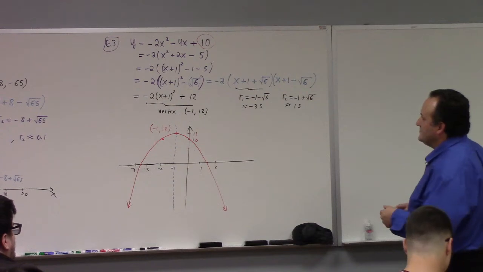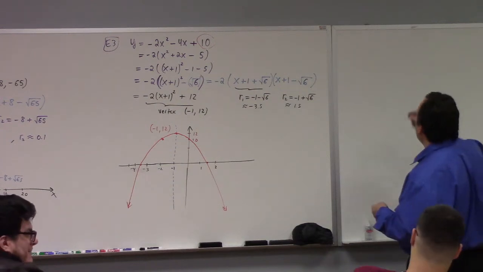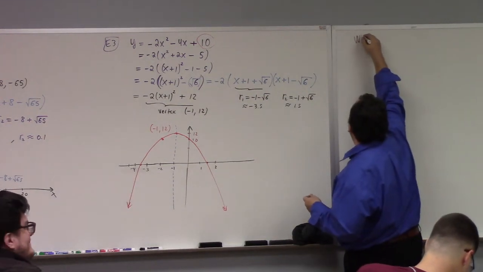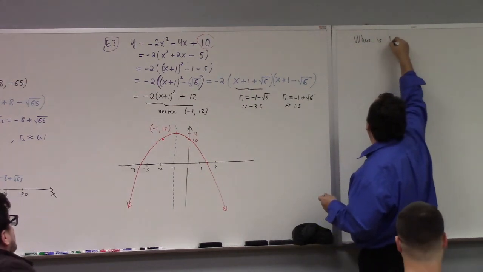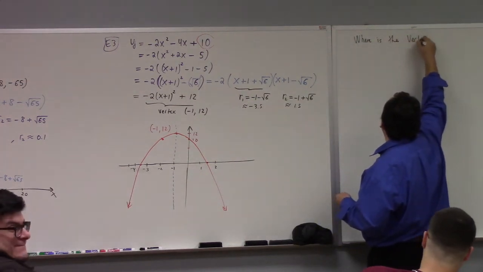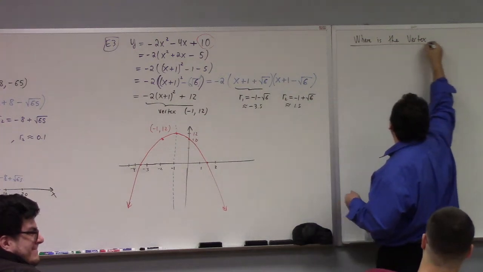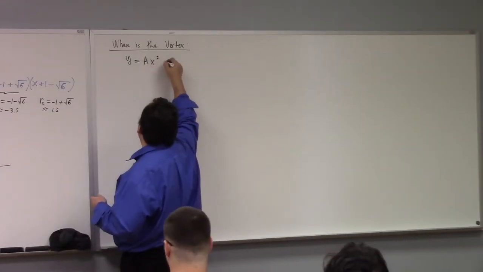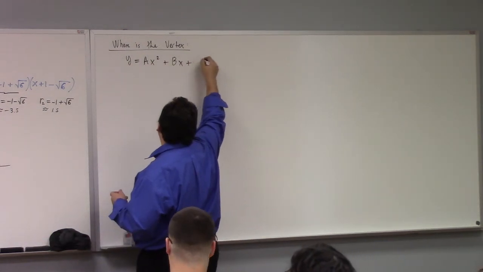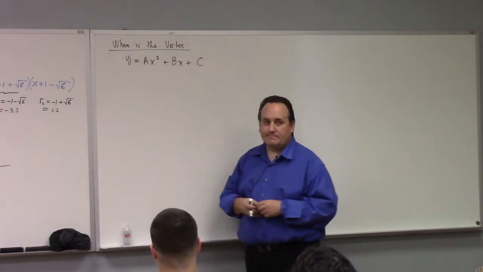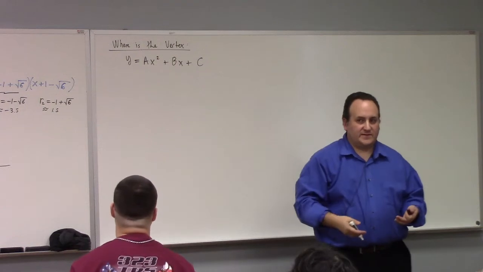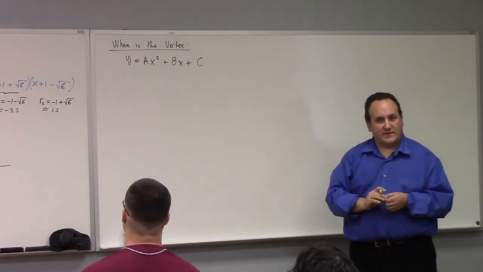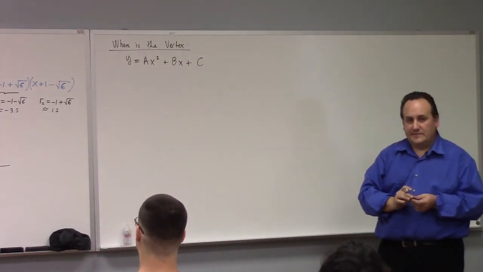So let's see here. The question is, where's the vertex, right? Let's see here. y equals ax squared plus bx plus c. Where is the vertex? I mean, yes, I know we can complete the square, right? But what is the formula for the vertex? You guys like formulas, right? Let's find it.